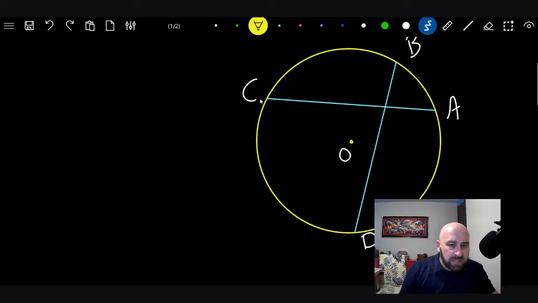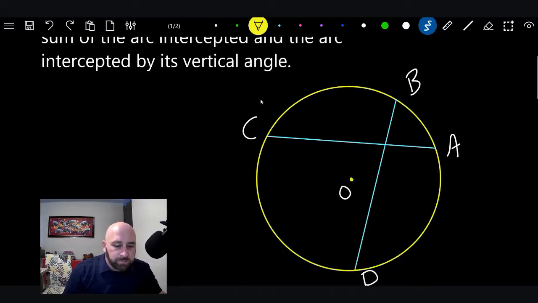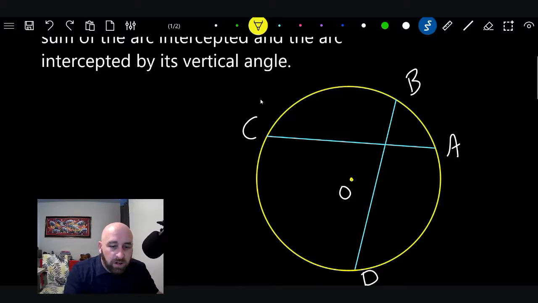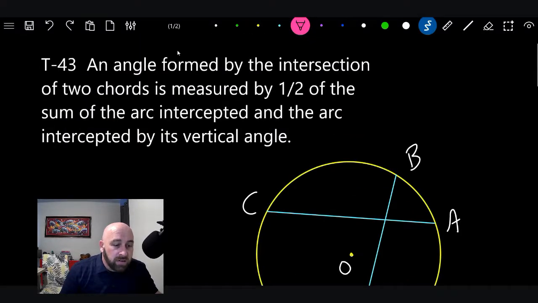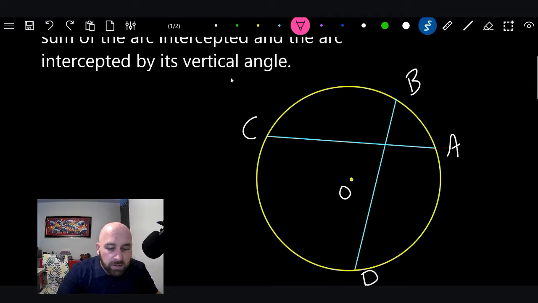Let's take a look at this picture right here. If I take this circle and we start talking about those different parts to the theorem, I'll go ahead and highlight them as we're talking about them so you can understand. An angle formed by the intersection of two chords. Well, there's the intersection of two chords. Okay, so chord AC and chord BD are intersecting each other right here at this spot.